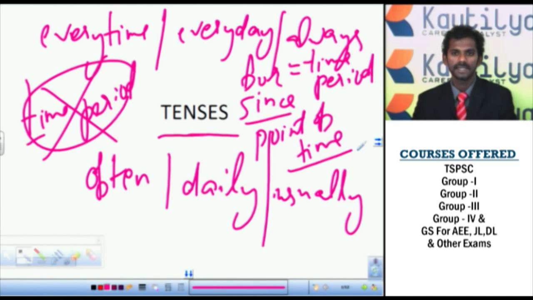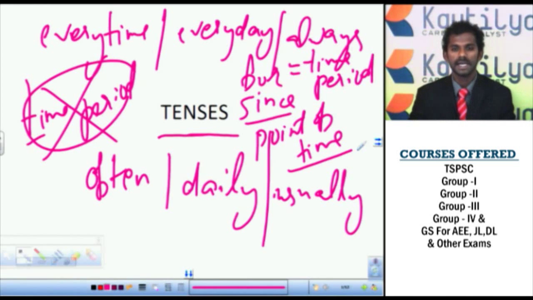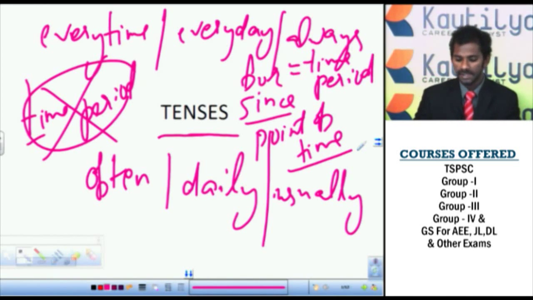Now in fact, since is for an action that has started in the past and which is still continuing. That is perfect continuous. Clear? Since is used for an action that has started in the past and which is still continuing. That means since has got impact in the present. Since has got impact in the present, I repeat, because it refers to an action that has started and which is still continuing.